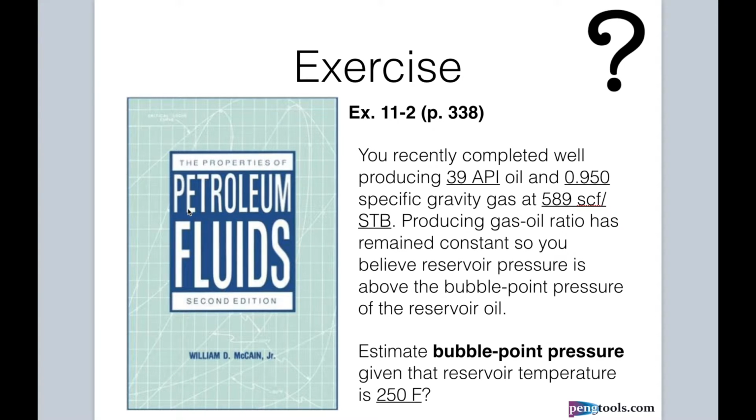We have this great book on PVT by William McCain, and the exercise we are going to solve today is 11.2. So let me read it for you. You recently completed a well producing 39 API oil and 0.95 specific gravity gas at 598 GOR. Producing gas oil ratio has remained constant, so you believe reservoir pressure is above the bubble point pressure of the reservoir. Estimate bubble point pressure given that reservoir temperature is 250 Fahrenheit. To solve this problem, let's go back to a PVT tool and start.